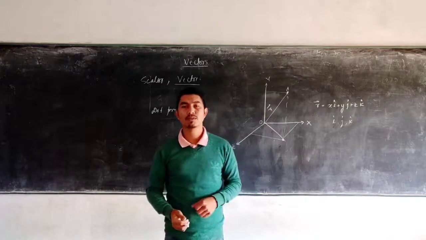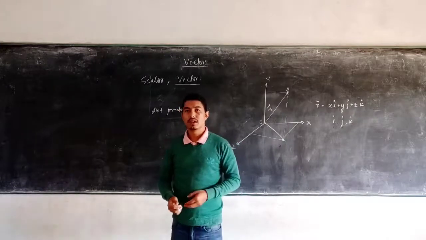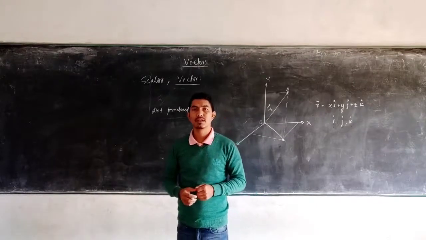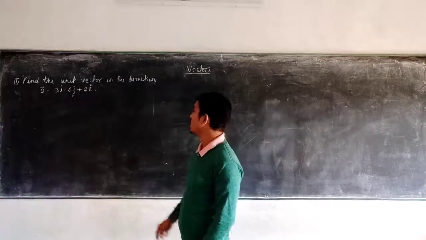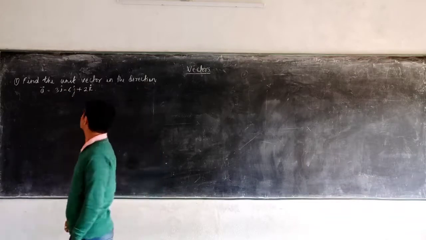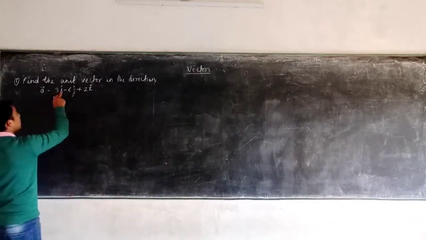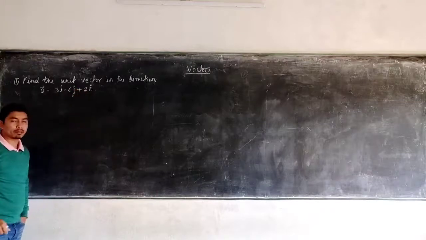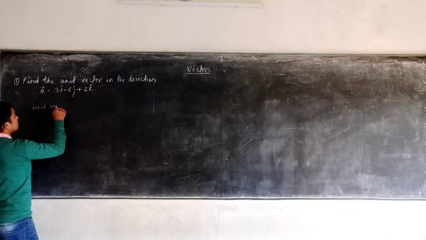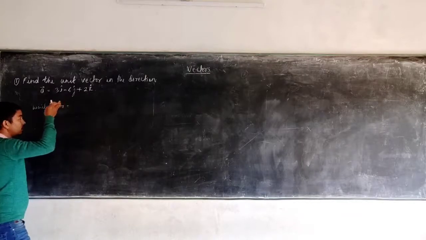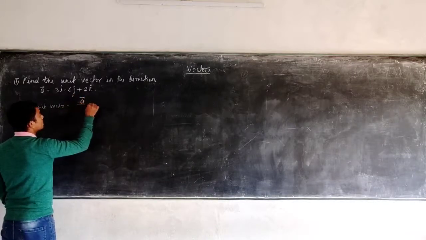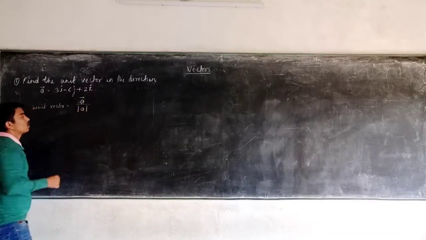We'll be doing some problems related to vectors, to help you understand how to solve problems based on vector multiplication and some other properties of vectors, such as finding the unit vector along a given vector. Here it is: find the unit vector in the direction of A = 3 i cap minus 6 j cap plus 2 k cap. The unit vector in the direction of a given vector is always equal to the given vector A divided by its magnitude, which we also call the modulus of the given vector.